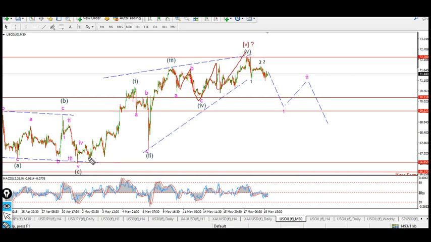So the ending diagonal, unless you can count this stunted move off the low here as a possible 3 waves, which you probably could actually. You could call that an A, B, C move up. So it could be a flat with a 5-wave wave C. So you could be talking about 3 waves up there. Definite 3-wave move down there in wave 2.